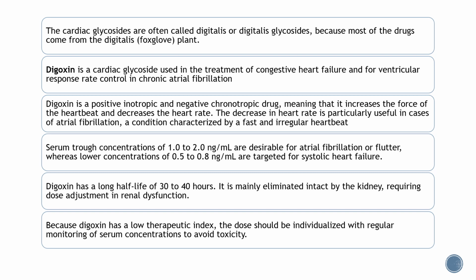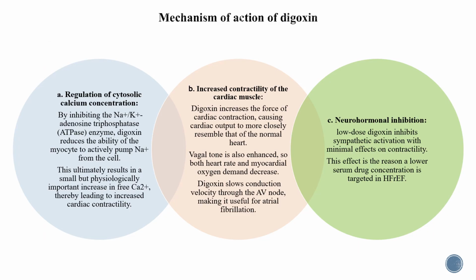And one more peculiarity of this digoxin is that it has a long half-life. The half-life is about 30 to 40 hours. It is eliminated intact by the kidney, requiring dose adjustment in renal dysfunction. And it has a low therapeutic index, so the dose should be individualized with regular monitoring of serum concentrations to avoid toxicity. So in this slide, we are going to discuss the mechanism of action of digoxin.